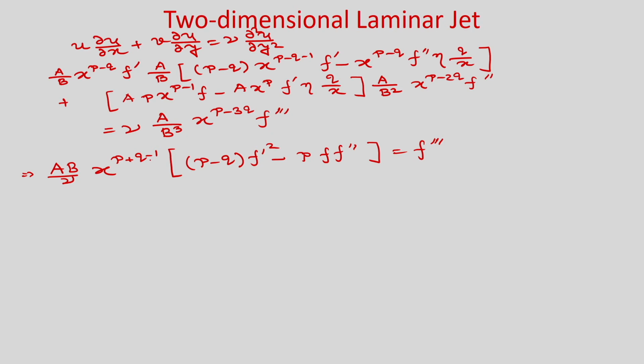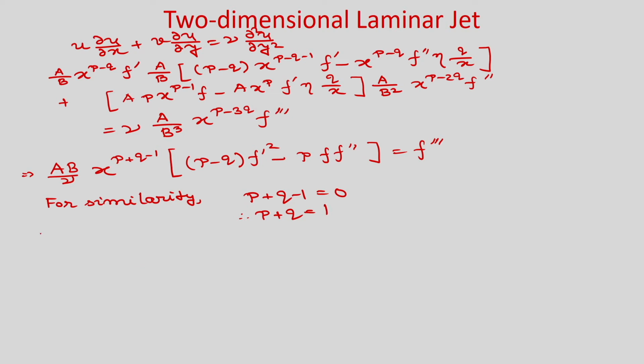exists for this flow, then obviously this equation should be independent of x, and to make it independent of x, you can see this power p plus q minus 1 must be 0. Okay. So, for similarity, p plus q minus 1 should be 0, that means p plus q is equal to 1.